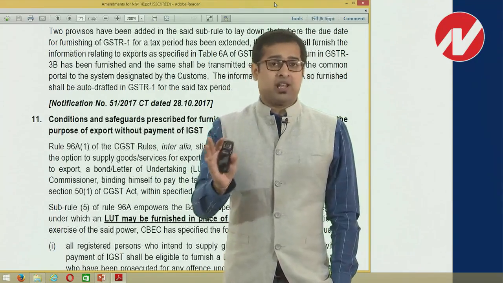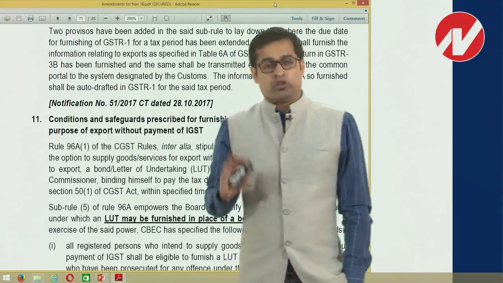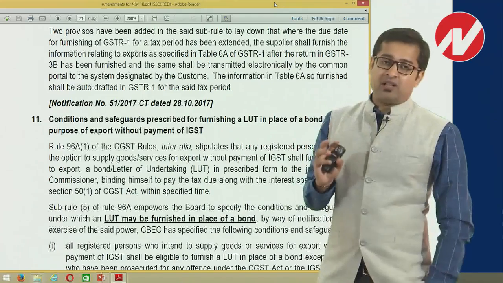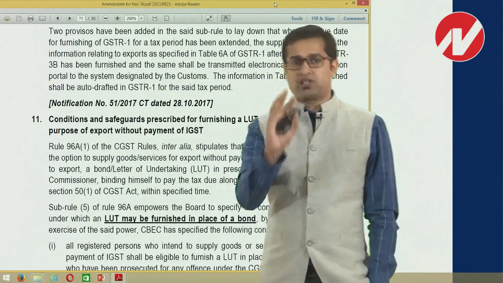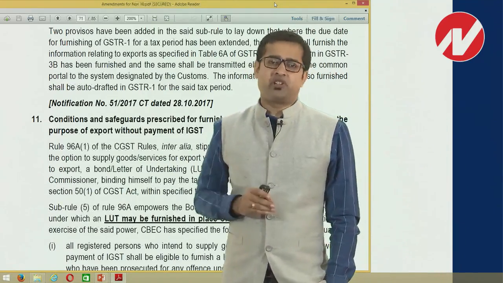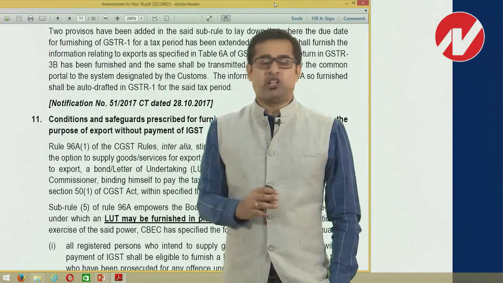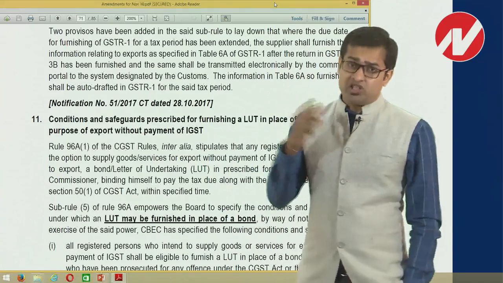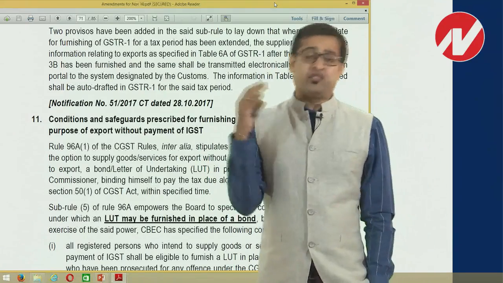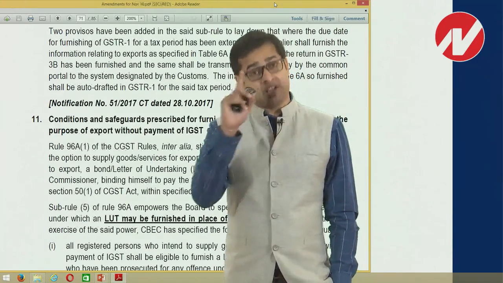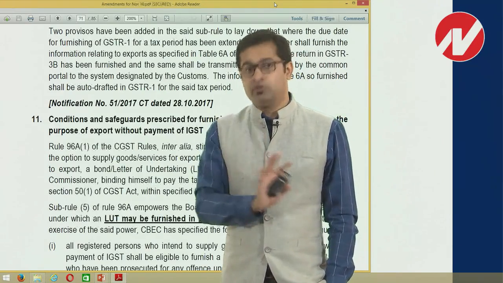Or in every other case, the only option is a bond. So prima facie, the LUT was given only to some people, for whom there were restrictions. What were the restrictions? That you must be a status holder, or you are not a status holder, but in the previous year, against the amount of goods you exported, 50% payment has been realized, which is at least 1 crore in terms of value.